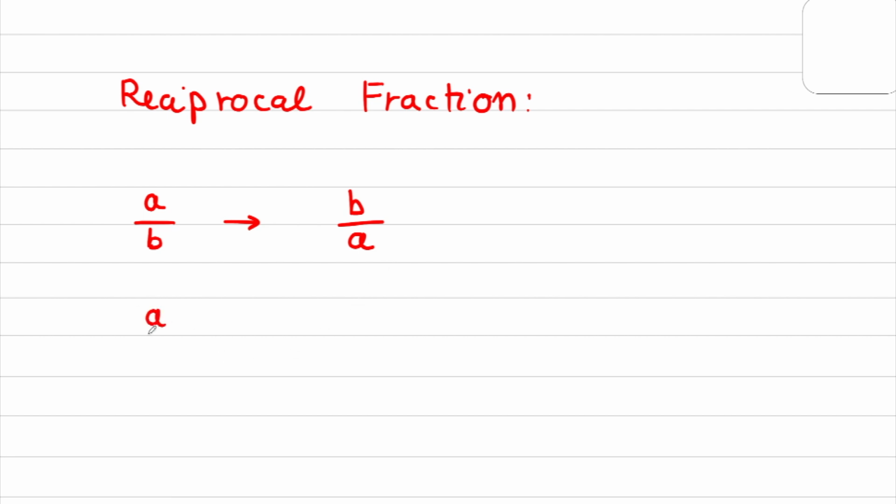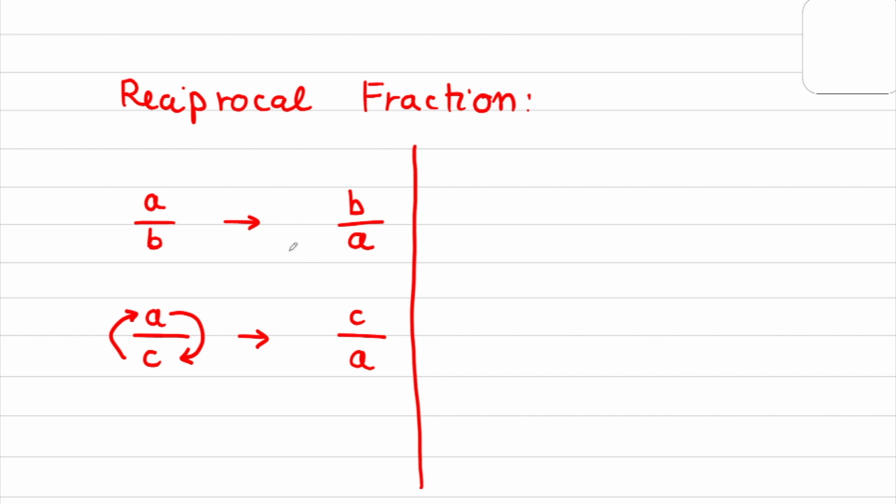And another one, you will have a over c, and I want to make it become the reciprocal. It's very easy. You change the position of a and c: from the numerator, it becomes the denominator, and the denominator becomes the numerator like this. Yeah, so this is very easy because you have a very clear numerator and denominator.